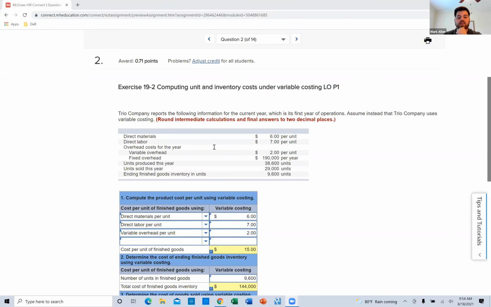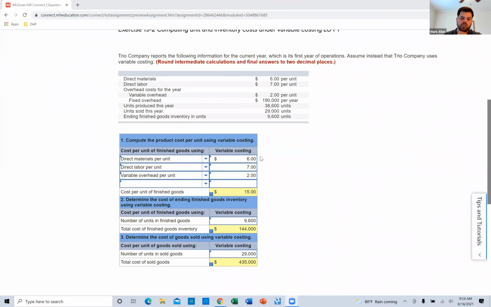And so now the only thing left is to do what we did on the last question. So we'll simply come in, find my number of units that are still in finished goods, 9,600. So that comes in here, times my $15, and that gives me 144,000. And then of course, I'll find my number of units in cost of goods sold, 29,000. And then I'll simply multiply that by the 15.